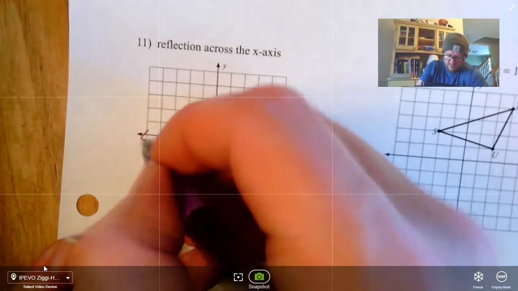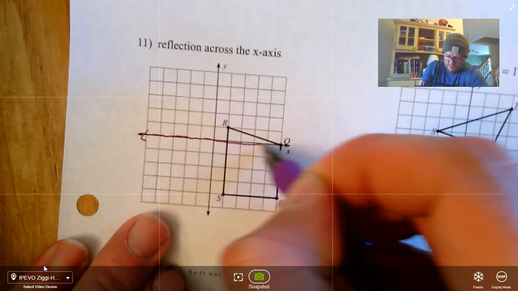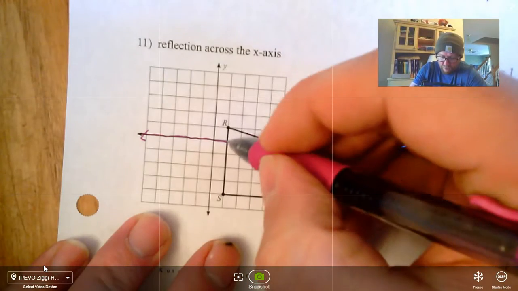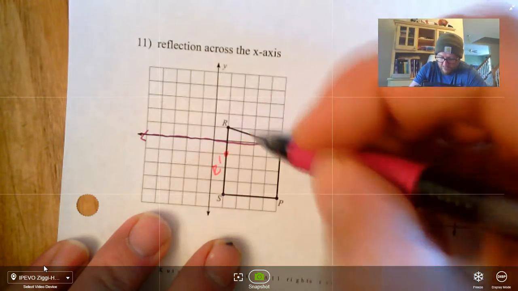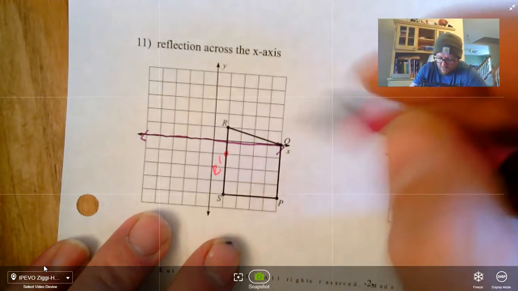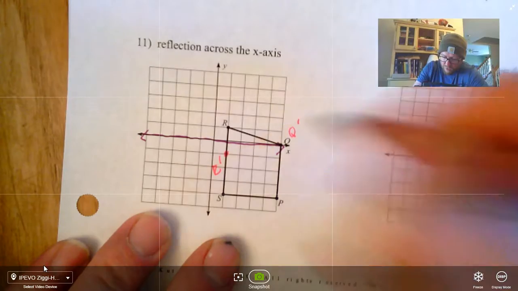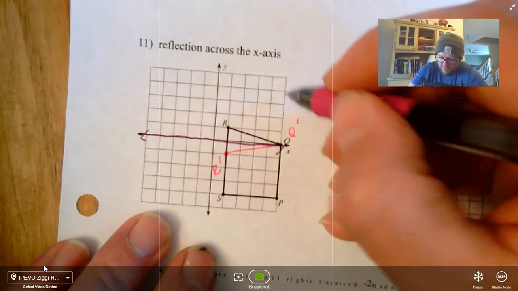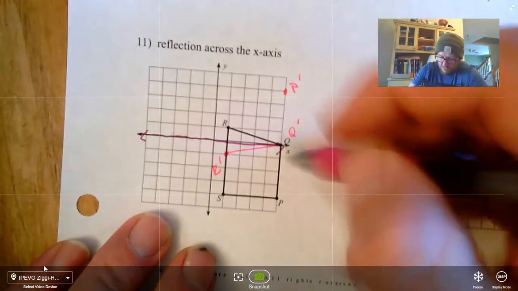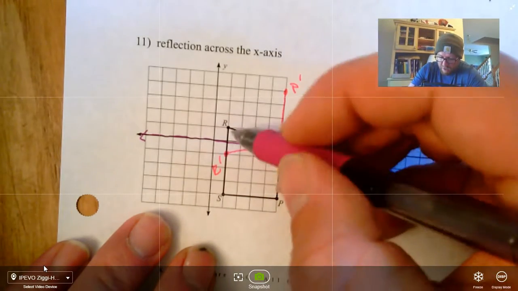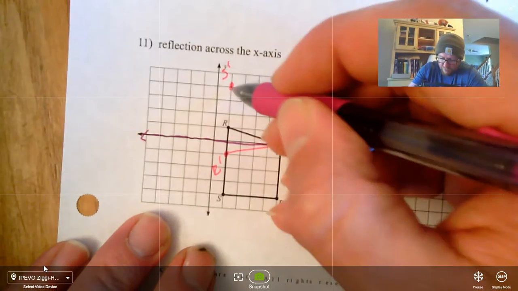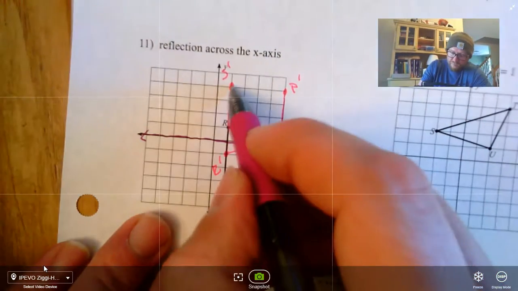There you go. There's the x-axis. R is a space away, so R prime, space in the other direction. Q is right on the line, so Q prime goes right there. I'm going to go ahead and connect those. P is 4 spaces away, so P prime, 4 spaces in the other direction. And then, see, S is 4 spaces away, so S prime, 4 spaces in the other direction.